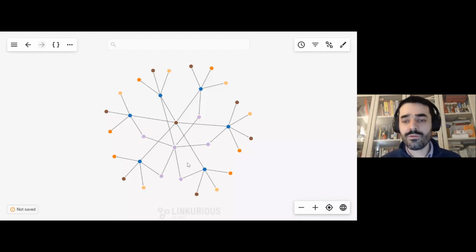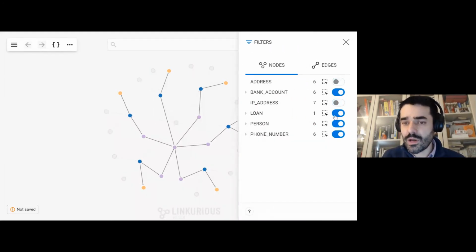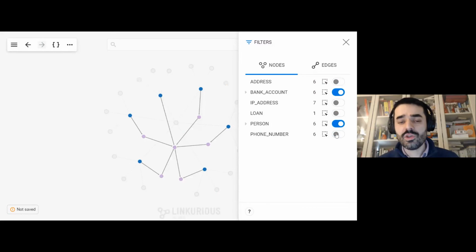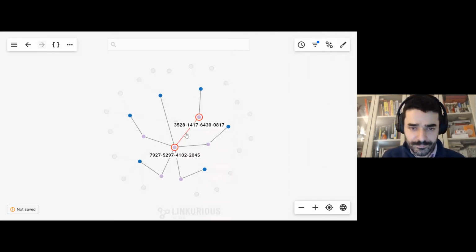To get a feel for the situation and understand what's going on, I'm going to prune the visualization a little bit and remove some non-relevant stuff. So I'm going to open the filter panel here, and I'm going to remove the addresses, the IP addresses, the loans, keeping the persons, keeping the phone numbers, and I'm just going to keep the bank accounts, to focus on the financial part of the situation. I'm going to close that.